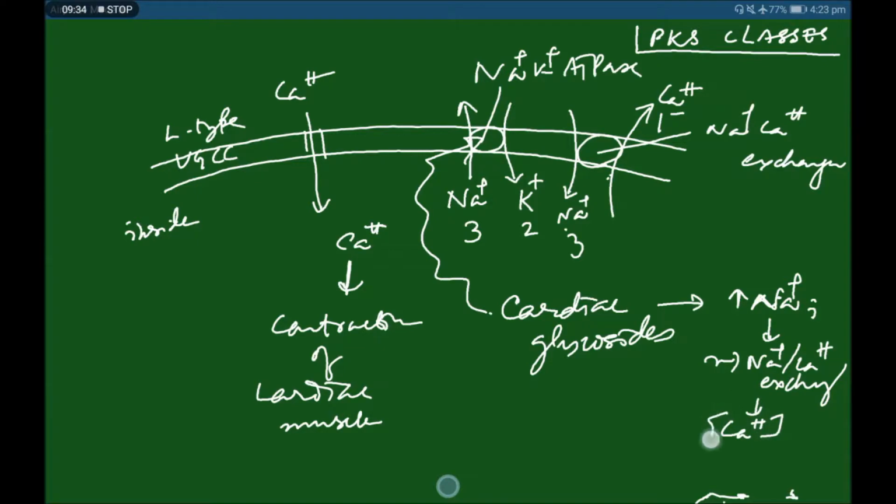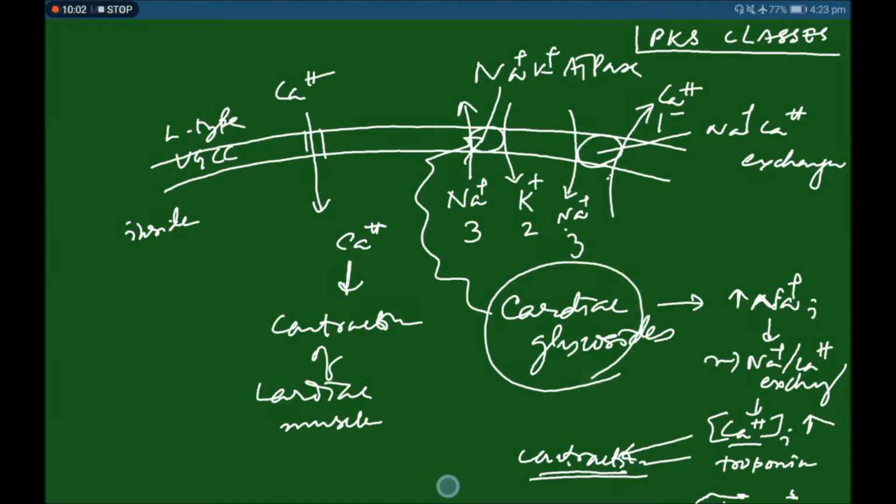And calcium is required for contraction of the cardiac muscle. So when calcium increases, it leads to contraction. The mechanism is that calcium binds to troponin, there is actin myosin binding, and there will be contraction of the cardiac muscle. So cardiac glycosides are positive inotropic drugs, which increase the force of contraction.